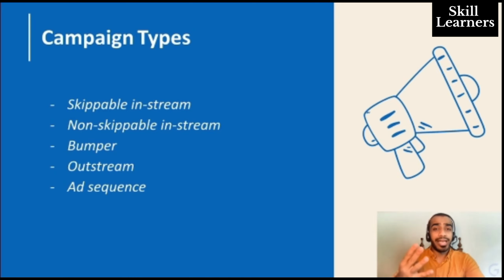The fourth one is outstream video. Outstream video ads are mobile-only ads. So here you don't get to show the ads on YouTube. The ads are shown only on Google's display partners, which are mobile only.